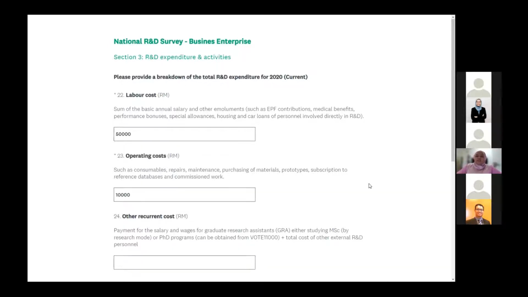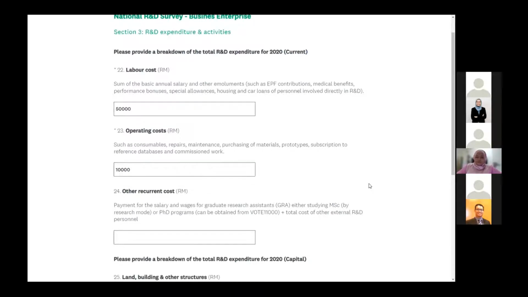Operating cost is also mandatory, which refers to consumables, repairs, maintenance. These are especially more important to manufacturing companies or maybe to law companies where reference databases or things that you need to buy online like software are in this operating cost.